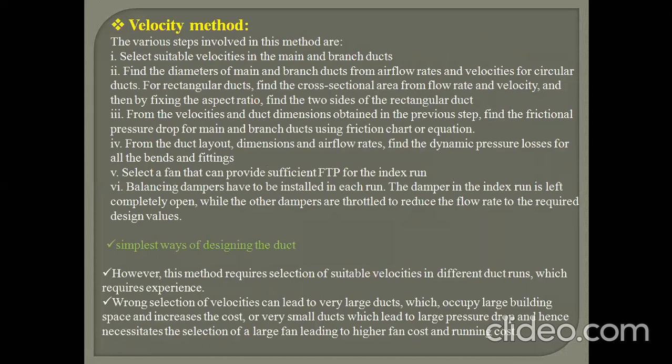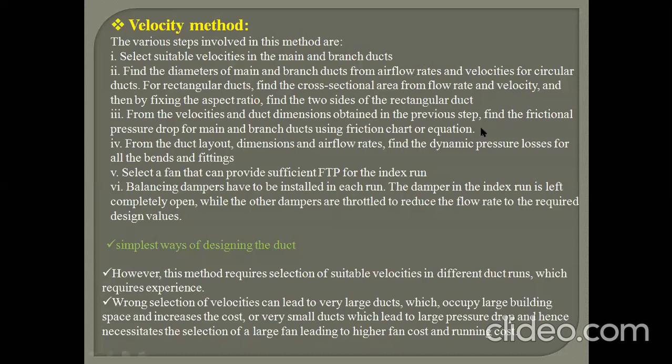The various steps involved in this method are: first, select suitable velocities in the main duct and branch duct. In this case you have to select one suitable velocity. In a couple of lectures back, I told you what the ideal velocity is for offices and rooms, which is given by various standards you can refer to. From that you can select the suitable velocities for the main duct and branch duct, and then find the diameters of the main and branch duct from air flow rates. Air flow rates are already known to you.